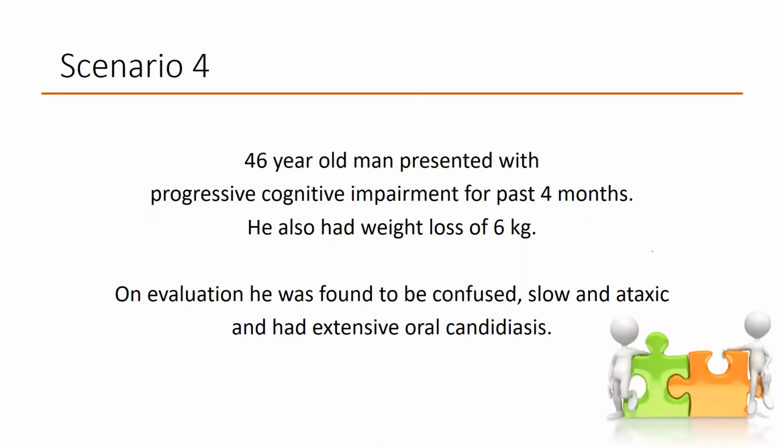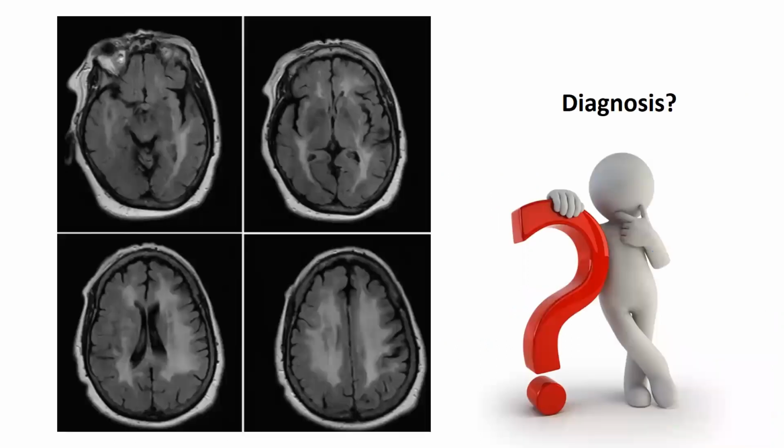Now coming to the next scenario. A 46-year-old man presented with progressive cognitive impairment for the past 4 months. He also had weight loss of 6 kg. On evaluation, he was found to be confused, slow, and ataxic, and he had extensive oral candidiasis. So I think the possible diagnosis is quite obvious, right? Yes, sir. Immunosuppression, maybe HIV is one of the causes.